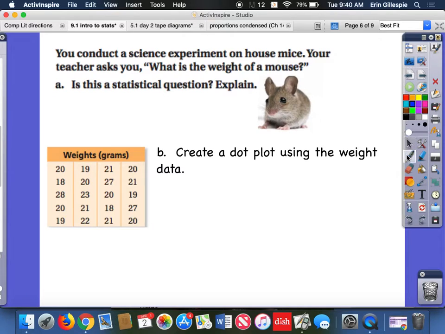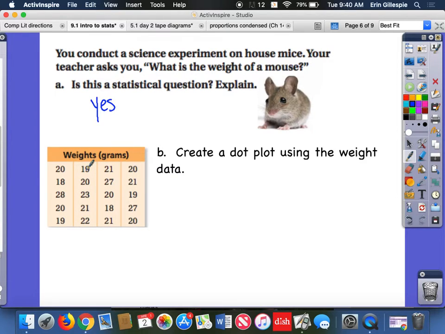Hopefully you're thinking, yes. Much like people, not all mice are going to weigh the same, right? That's my explanation, that all mice are going to weigh something different, okay? And I can tell by looking at the table down here where I have different weights of mice, those are clearly not all the same. We're going to create a dot plot using this weight data here for the mice.